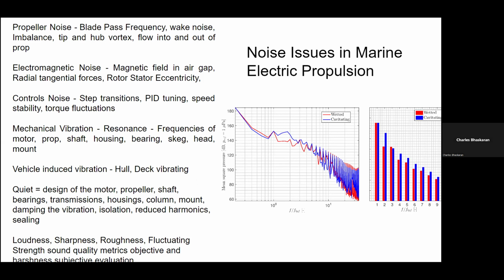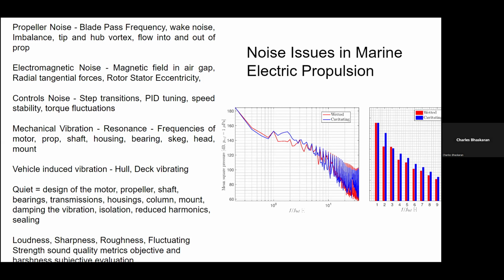So how do we design a quiet system? We have to design the motor appropriately, like we talked about, electromagnetic noises and things like that. Propeller, a lot of the vortexes, we have to be careful about those. Whirling of shafts, high-speed bearing issues, transmission noise, gears have a lot of rattling and things like that. We have to reduce the whining, rattling, housing vibrations. Column bending creates a lot of problems. Mounts, decent design of mounts.